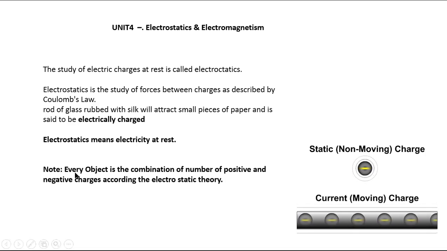Read out, one student. Every object is a combination of number of positive and negative charges according to the electrostatic theory. Right. So according to this theory, if you are seeing any dead man, he is not having any charges. The person who is live is completely filled with positive and negative charges. So when I am taking certain sensors, those sensors will show you how many charges a body is having.